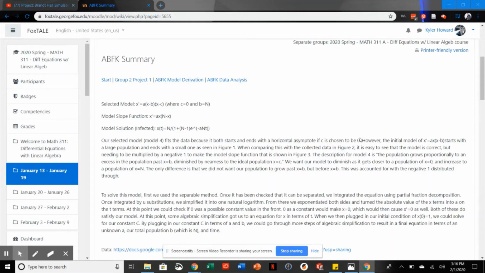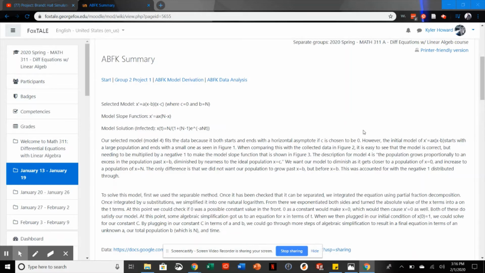Our selected model, which was model number 4, fits the data because it both starts and ends with a horizontal asymptote if c is chosen to be 0. However, the initial model of x prime equals a x times x minus b starts with a large population and ends with a small one, as seen in figure 1 below. When comparing this with the collected data in figure 2, it is easy to see that the model is correct, but it needs to be multiplied by a negative 1 to make the model slope function as shown in figure 3.